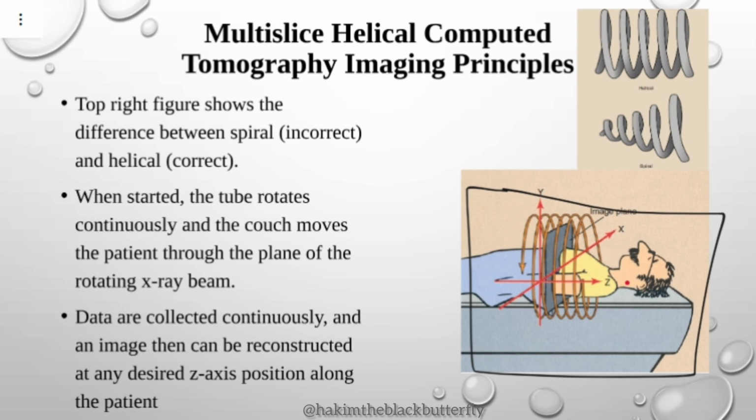So when the system is started, the tube rotates continuously and the couch moves the patient through the plane of the rotating X-ray beam. Data are collected continuously and an image can then be reconstructed at any desired z-axis position of the patient, as we are going to see.